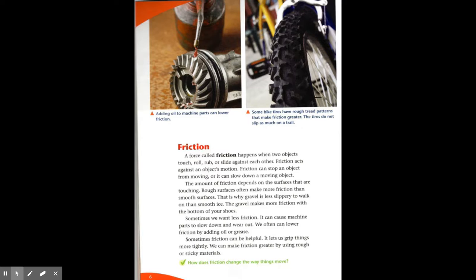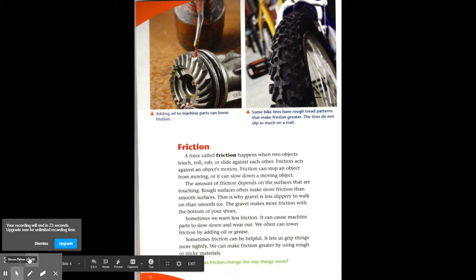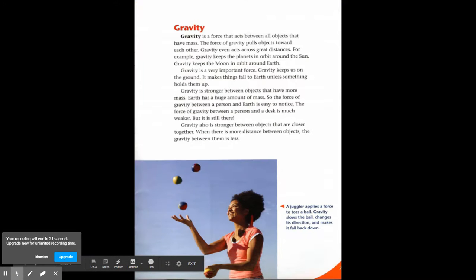So walking on a tile floor or a laminate floor is going to make less friction than walking on a carpeted floor. Sometimes we want less friction. It can cause machine parts to slow down and wear out. We often can lower friction by adding oil or grease. Sometimes friction can be helpful. It lets us grip things more tightly. We can make friction greater by using rough or sticky materials. So how does friction change the way things move? It slows it down.